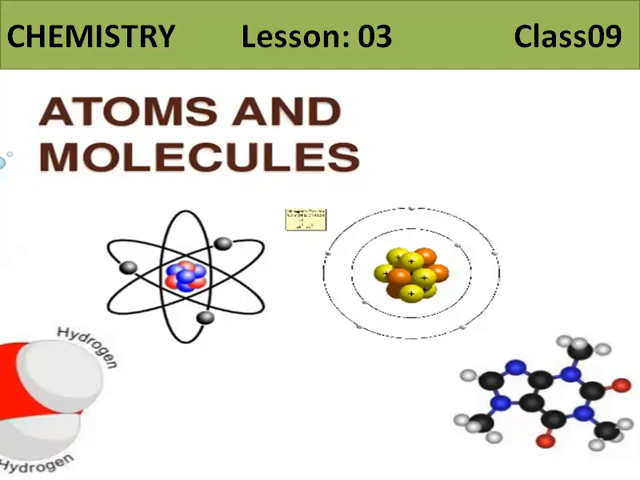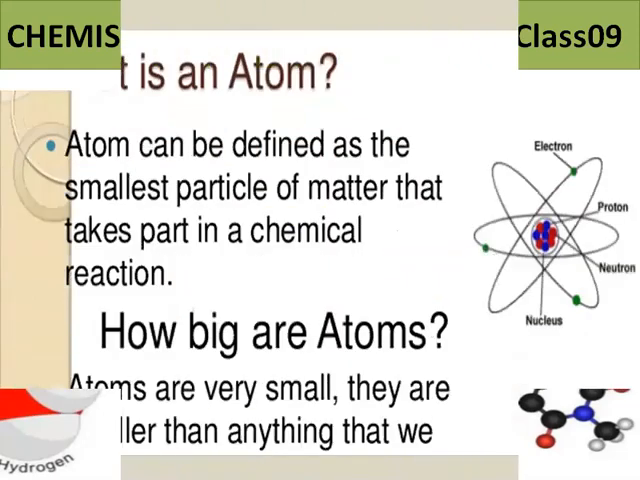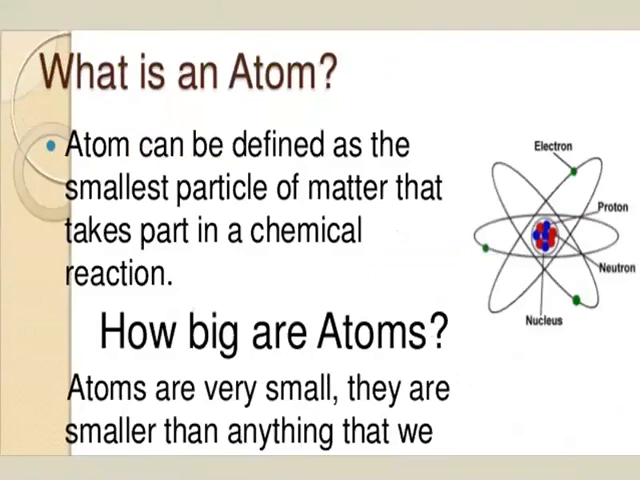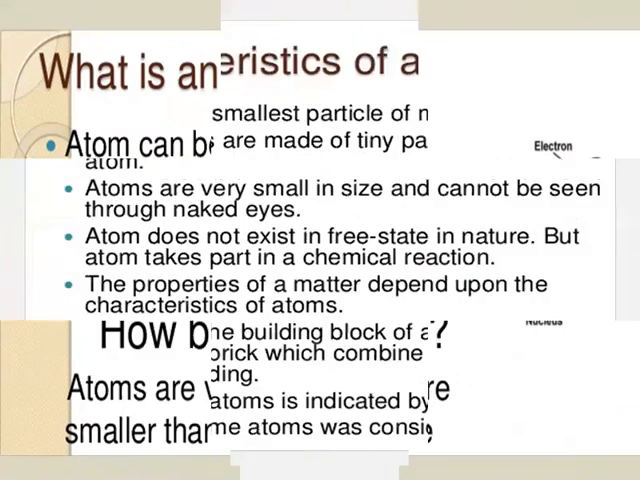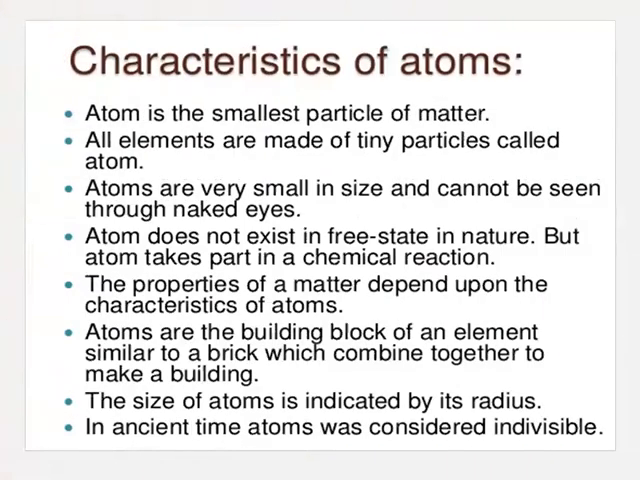In chemistry, we have already started with lesson 3, atoms and molecules. We discussed what an atom is. An atom can be defined as the smallest particle of matter that takes part in a chemical reaction. Atoms are very small, even smaller than anything that we observe around us. A few characteristics of atoms include: an atom is the smallest particle of matter.